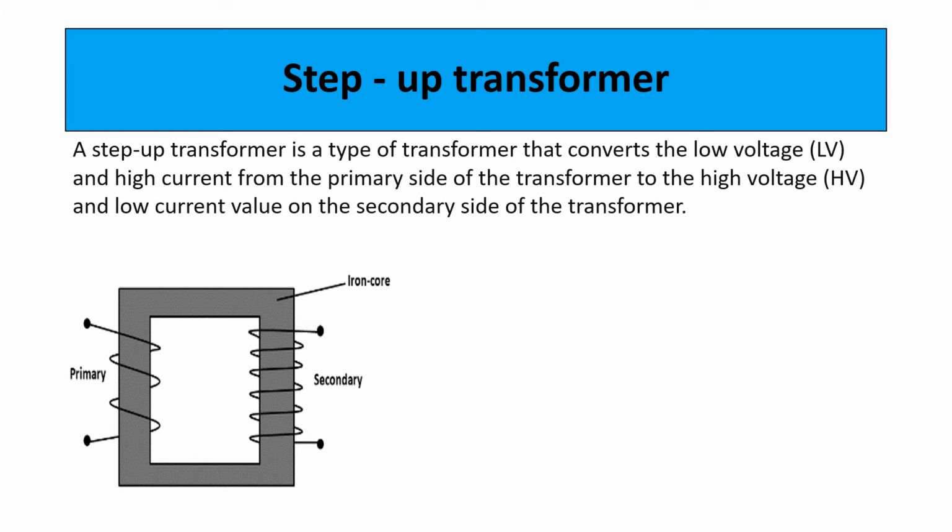Therefore, how do you define a step-up transformer? A step-up transformer is a type of transformer that converts the low voltage and high current from the primary side of the transformer to the high voltage and low current value on the secondary side of the transformer. This is the diagram for a step-up transformer, where less number of turns are shown on the primary and more number of turns are shown on the secondary.